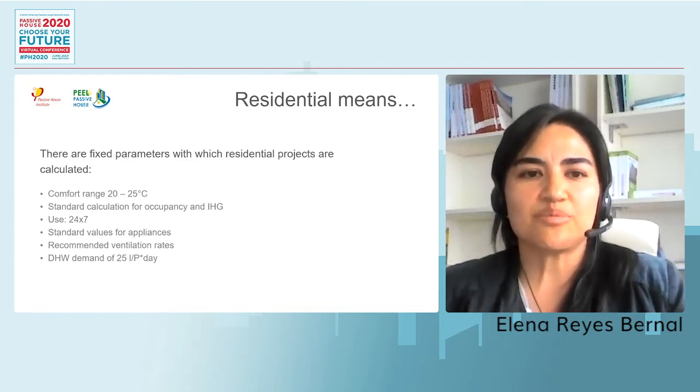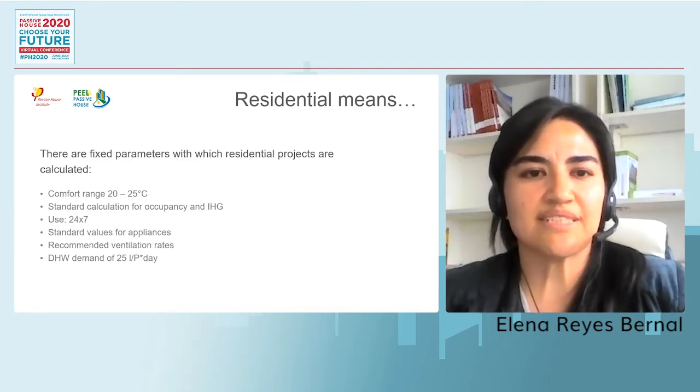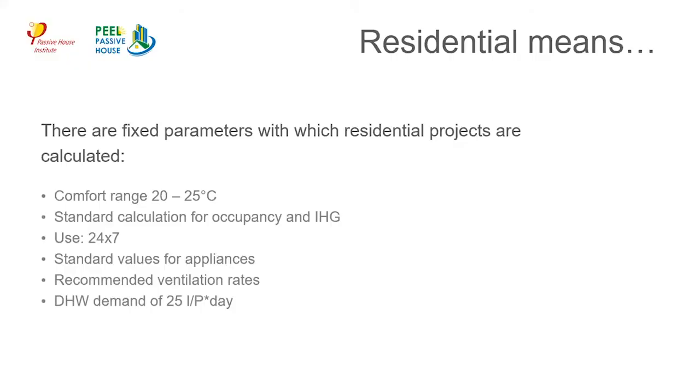And residential for the project means that we already have a fixed set of parameters that we use for the calculation of the energy balance of the building. It's not only the comfort range that we use for Passive Houses, but we also have already standard calculations for the occupancy and the internal heat gains. And residential buildings are used 24/7. Along with this, we already have standard values for appliances, and we have recommendations for ventilation rates and a fixed domestic hot water demand of 25 liters per person per day.